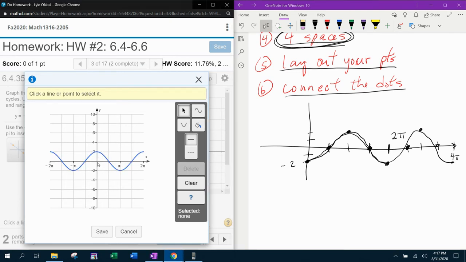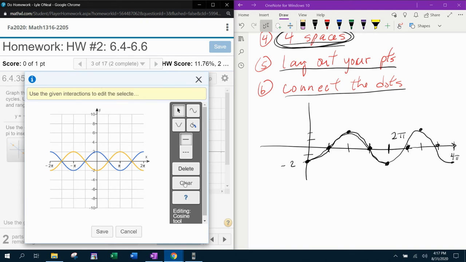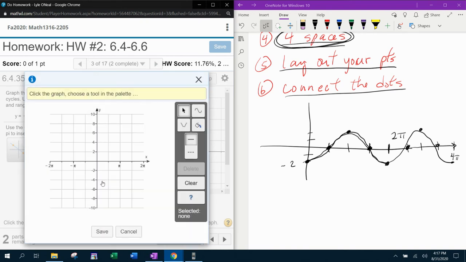So that means that I need to select, whoops, I lost my toolbar. Here, amplitude is 2. And we need to select reflect about the x-axis. And I've totally screwed this up. Yeah, so let's hit clear. Sometimes you make a mistake. You got to clear and start over. All right, so here we go, starting over.